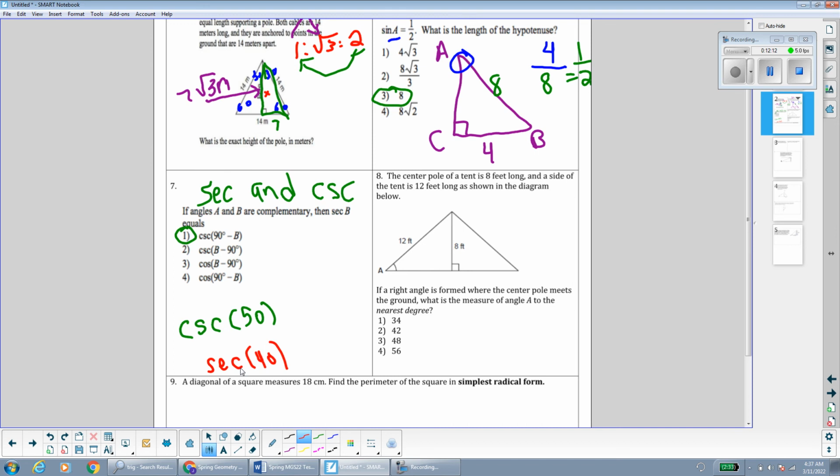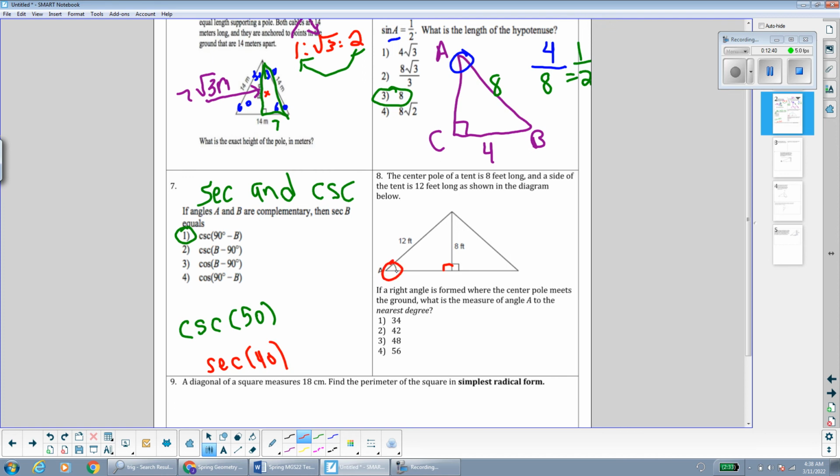If 2 trig functions are cofunctions, then if you start with the angle from one of them, you can find the angle of the other by doing 90 minus that angle to find out what's going to be complementary with it. The center pole of a tent is 8 feet long, and the side of the tent is 12 feet long. If a right angle is formed where the center pole meets the ground, what is the measurement of angle A to the nearest degree?